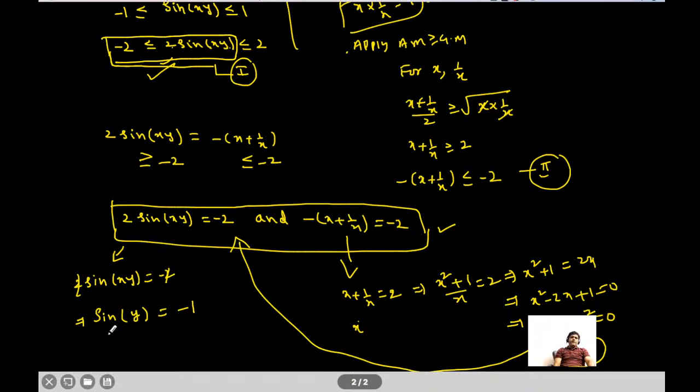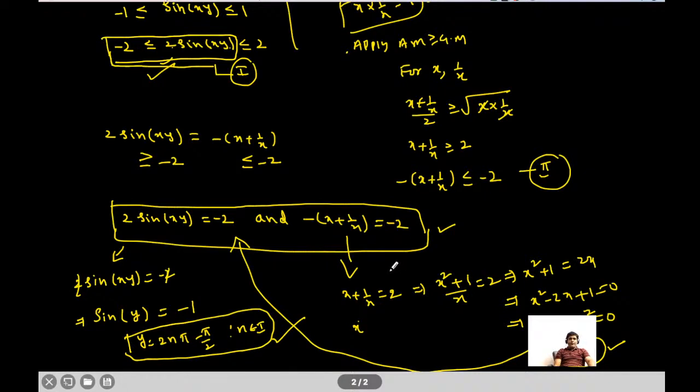Now this is the trigonometric equation. Sin y is equal to minus 1. So what is the general solution of this equation? Y is equals to 2n pi minus pi by 2, where n is an integer. So this is the value of y. X is equal to what? 1, and corresponding y is equals to what? 2n pi minus pi by 2. So this is the solution.